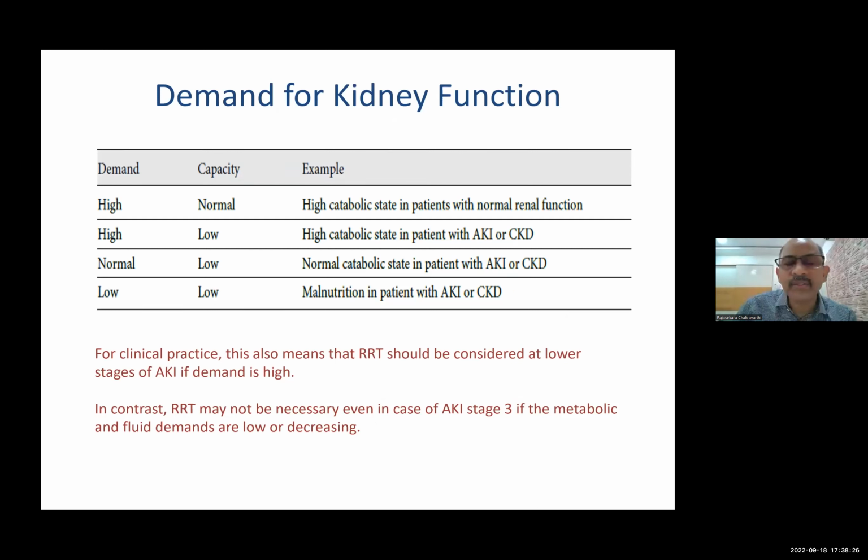So when you look at this, you can categorize the patients into high demand, normal capacity; high demand, low capacity; normal demand, low capacity. If somebody has very high demand and low capacity, you start dialytic support much earlier than you would want to wait. But if somebody has normal capacity and low demand, you don't want to dialyze these patients. So keeping this paradigm in view, what you need to give the patient in 24 hours versus what output the patient is having, you will have to take into consideration the transfusions and the nutritional requirements also for the patient.